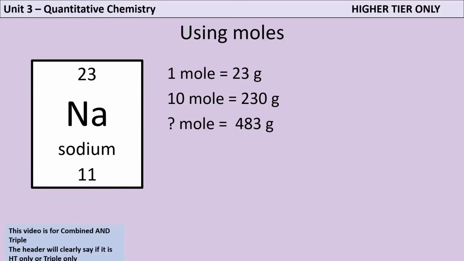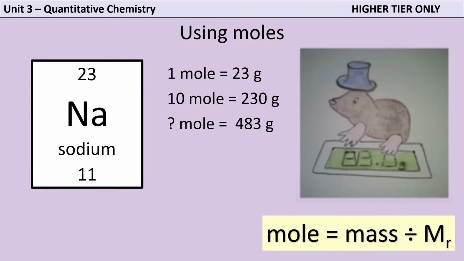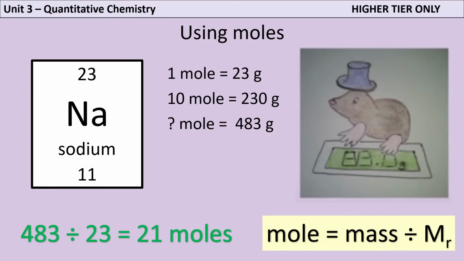So let's say I want to know how many moles there are in 483. It's time for my favourite equation. Mass is Mr. Mole, which we can rearrange to make the number of moles is the mass divided by the Mr, or actually it could be the Ar. It's just the relative mass. But I find mass is Mr. Mole trips off the tongue in a way that mass is Ar mole doesn't. So I can substitute in or rearrange, whichever way around I prefer. So 483, which is the mass they've given me in the question, divided by the relative mass, which is 23, gives me 21 moles.